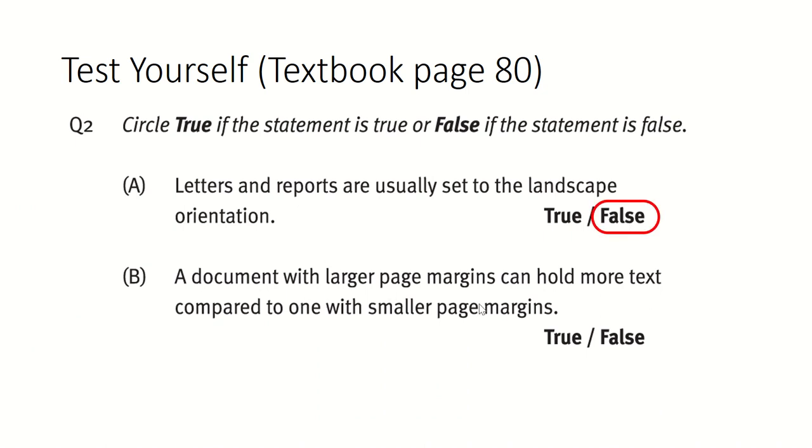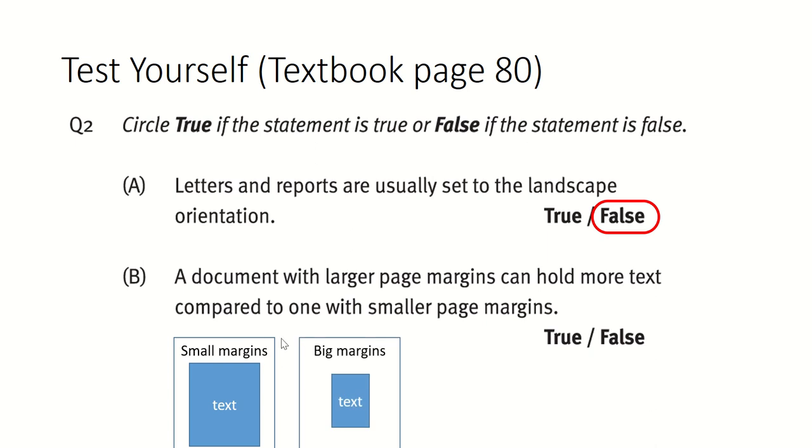A document with larger page margins should hold more text compared to one with smaller page margins. This is a small page margin, you see, the area between the text and the edges. So you have a big margin. Big margin means what? You got more space. More space means you got a smaller area for the text. So the answer is false.